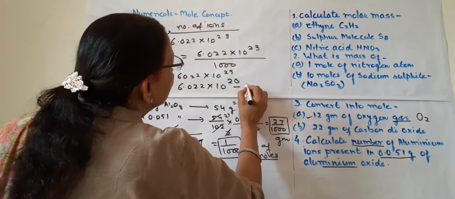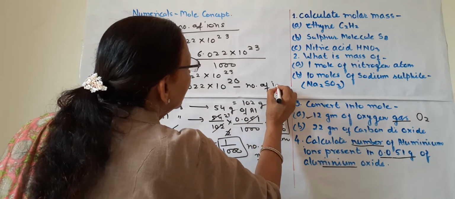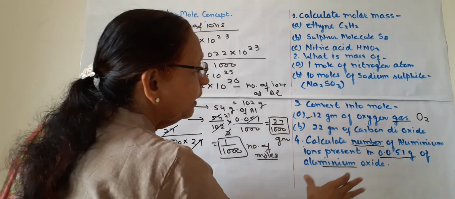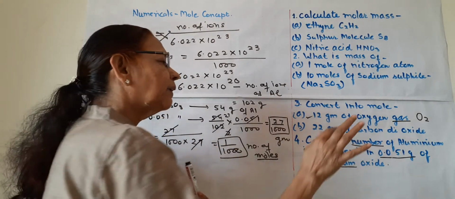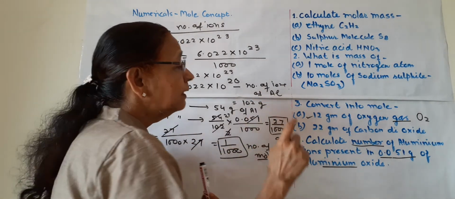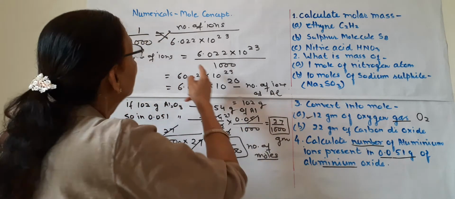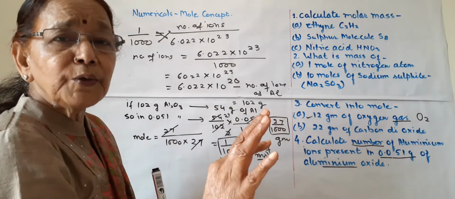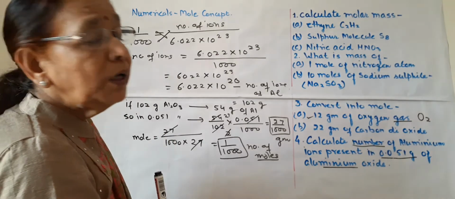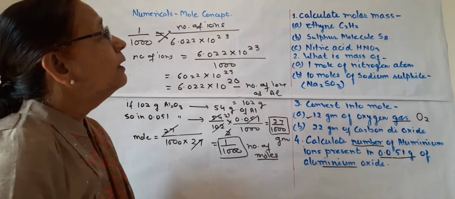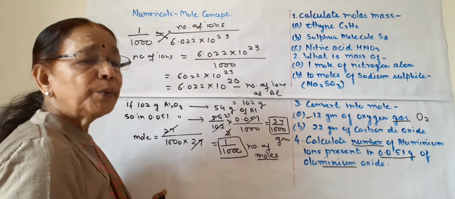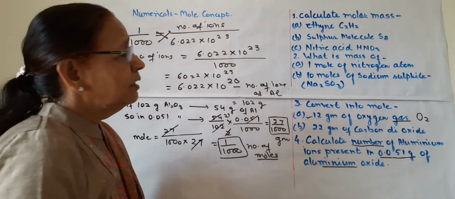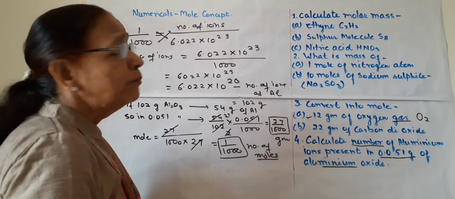And what are these? These are the number of ions of aluminium. So this is how first we calculate molar mass, then we calculate the number of moles, then from those moles we calculate the number of ions. So in this question both formulas are used, for mass and for number. In this way you have to do more questions from your book and you will become familiar with both the formulas. So this is all for numericals of molar concept.